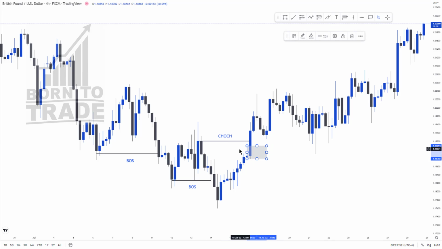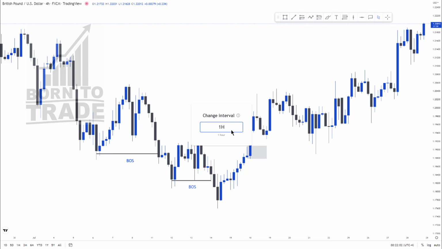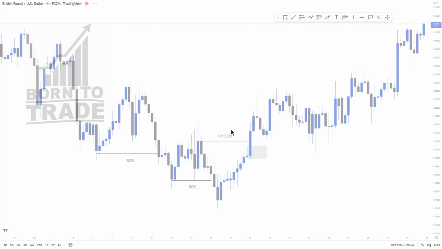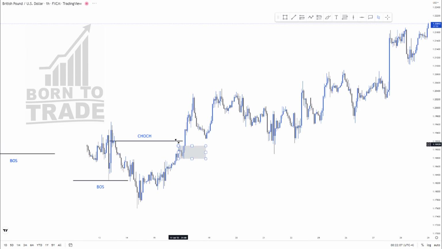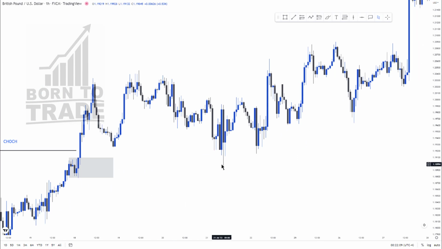So I already mapped it out. You can see we have a demand zone right here, and this is obviously a hidden zone. So let's go down to the 2 hour time frame, or possibly the 1 hour time frame, so you can see this hidden zone clearly. Okay, so zooming in now, you can see it.